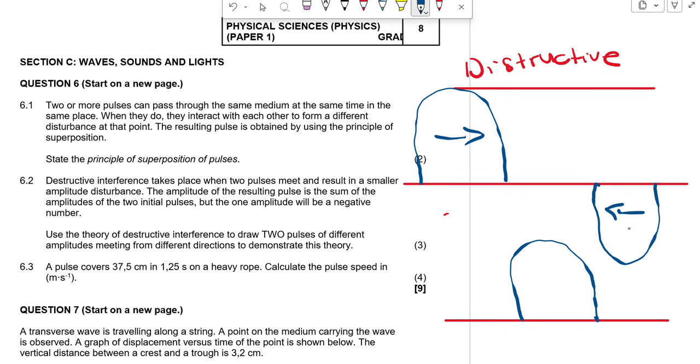So you were supposed to draw something like this. This one is down, moving to the left, this one is on top, moving to the right. So this one is going to reduce this one. That's why we have something like this at the end. I hope you get it. Okay. So this is how you draw to demonstrate this theory. Okay. So let's continue.